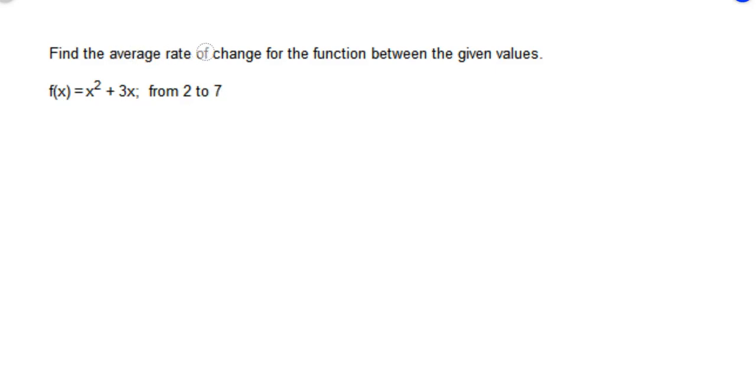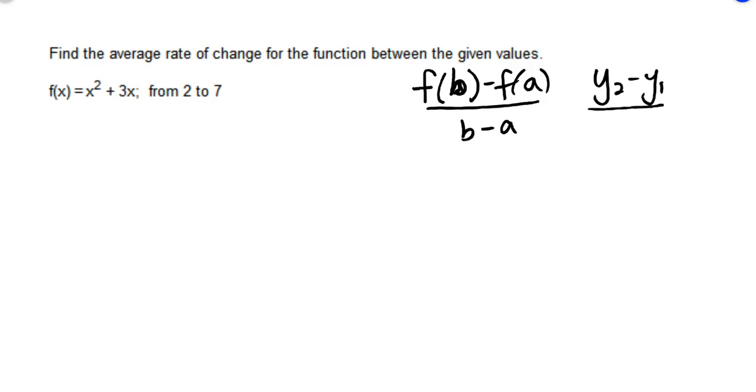Now the formula for average rate of change is very similar to the slope formula for a line. The average rate of change formula is f of b minus f of a over b minus a. The slope formula is y2 minus y1 over x2 minus x1. If you look at the average rate of change formula, f of b and f of a are two y values, and we're subtracting them. And then we have their associated x values in the denominator that we're subtracting. So this is very similar to the slope formula.